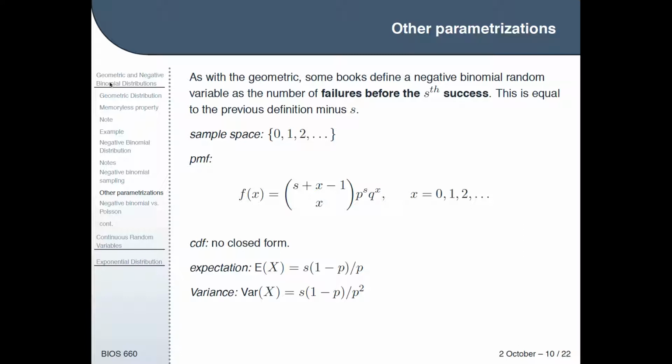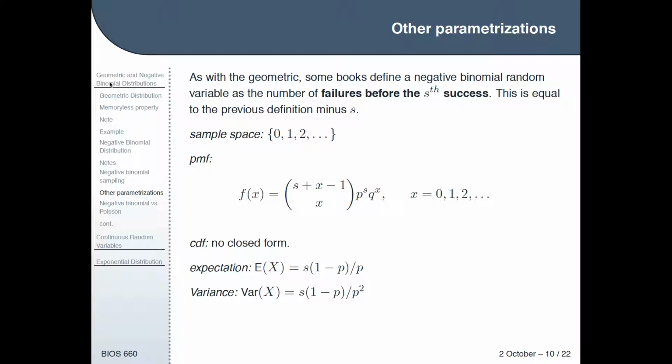infinity, because it's possible that you get no failures before success number S, or you get 1, etc., and the PMF would be S plus X minus 1, choose X, times P to the S times Q to the X. In my experience, that particular formulation is not common. I think I've seen it before, but the one that I just described is far and away more common.